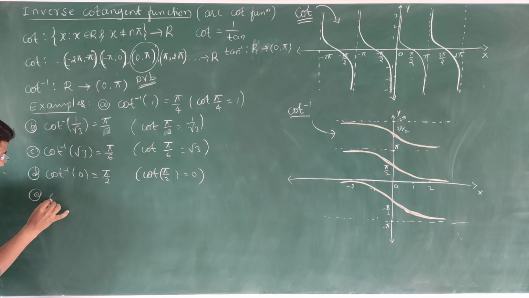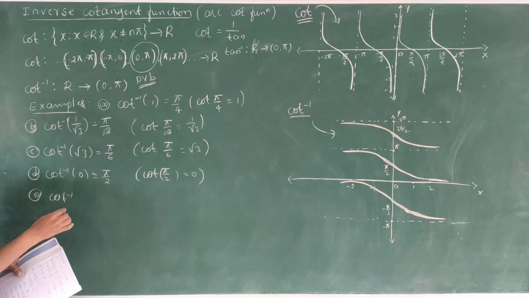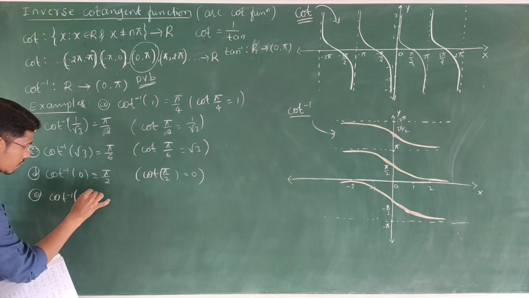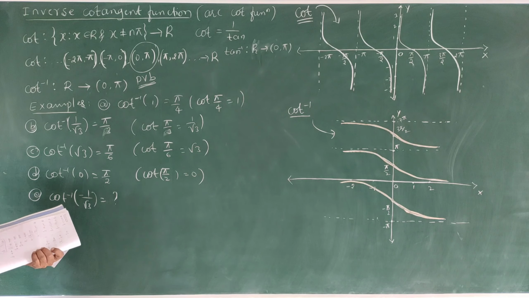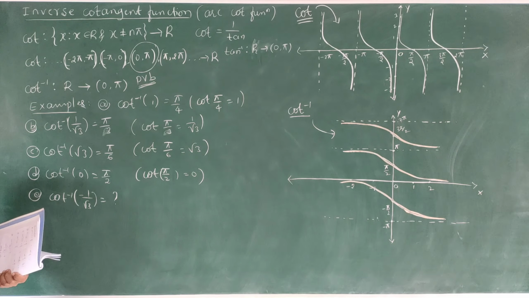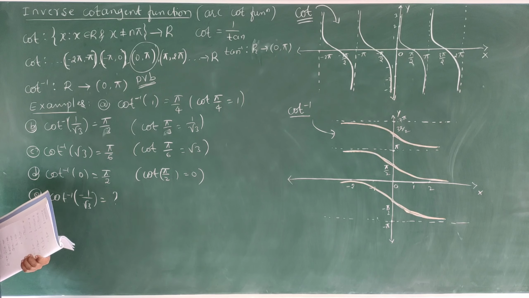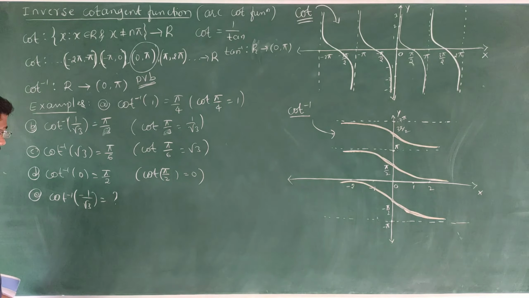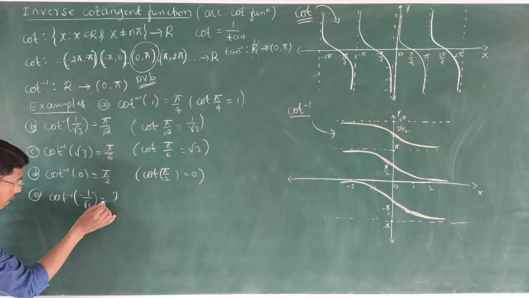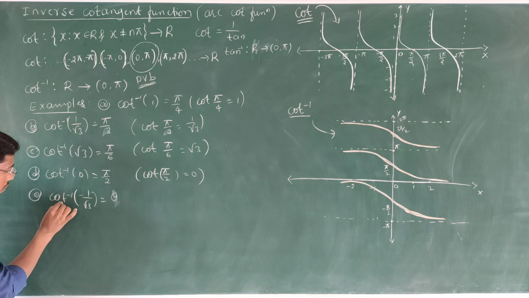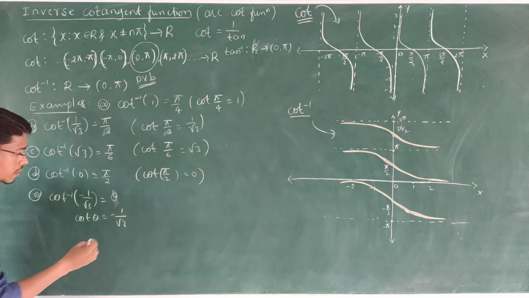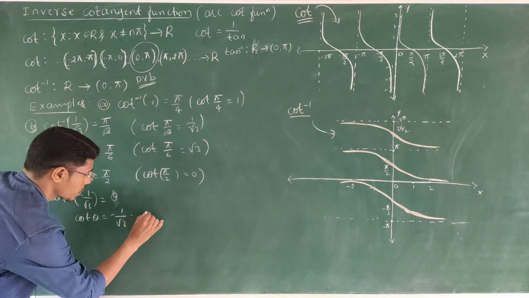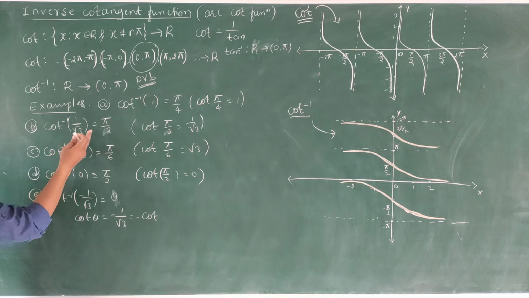And one negative value I will solve. Cot inverse of minus 1 divided by root 3 is equal to question mark. So see, in which quadrant is it negative? 0 to pi means we have to take the first or second quadrant only. In the second quadrant, cot will become negative. Consider this equal to theta. Cot theta equals minus 1 divided by root 3. So this can be written with 1 by root 3, cot of 1 by root 3, see here, pi by 3.